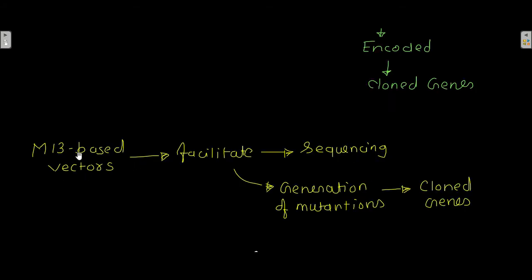M13 based vectors are the type of viral vectors which facilitate sequencing, and they also facilitate the generation of mutations in the cloned genes. So for sequencing and for generation of mutations in the cloned genes, you can use M13 based vectors, which are a type of viral vector.